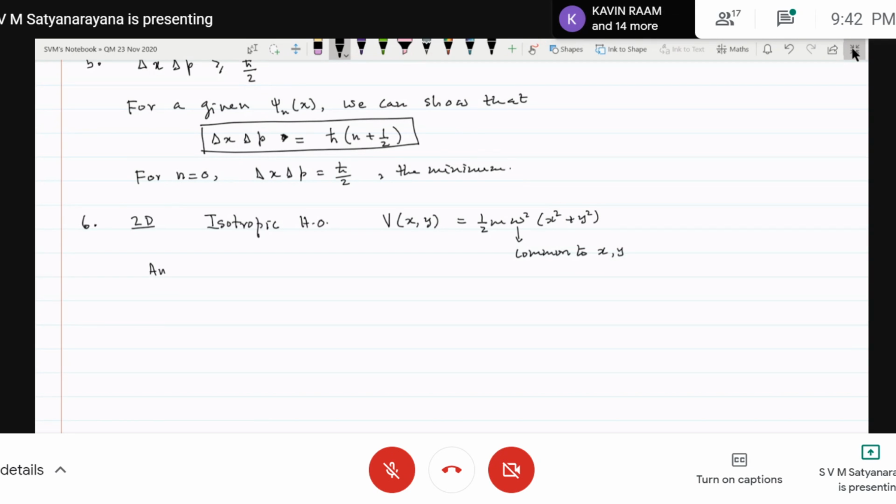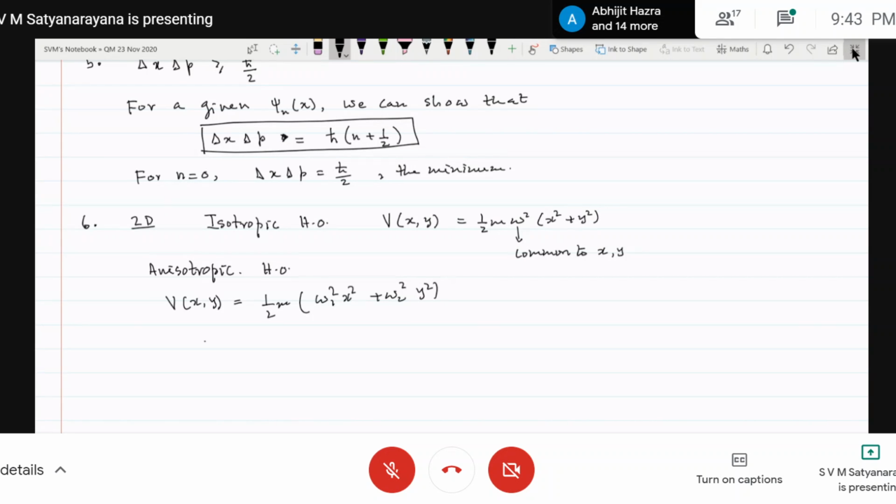Now, the anisotropic harmonic oscillator has got a potential v of x comma y equal to half m into omega 1 square into x square plus omega 2 square into y square. So you will have different frequencies for x and y. Okay, and one can do this problem by using separation of variables, and you can get differential equations for x and y separately.